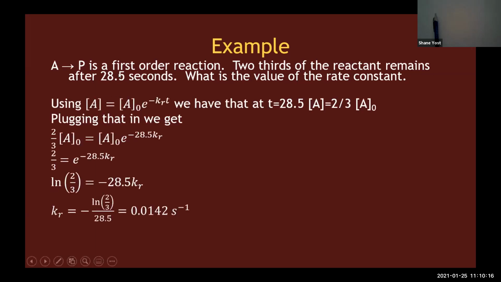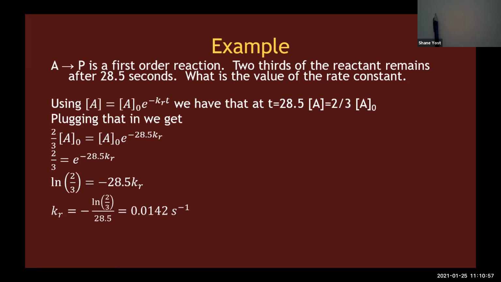So I use my integrated rate law. It's a first order reaction, so I use that first order integrated rate law here. I picked this one in the slide. You could have taken the natural log of this equation and started there, but that's fine. At 28.5 seconds, your concentration is 2/3 that of the initial value. So I can plug in for A, 2/3 A naught, and then plug in for t, 28.5. The A naughts cancel, and you're just left with this equation here, 2/3 equals e to the minus 28.5 kr.